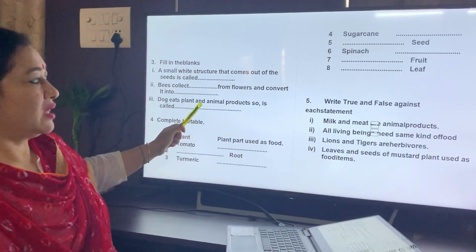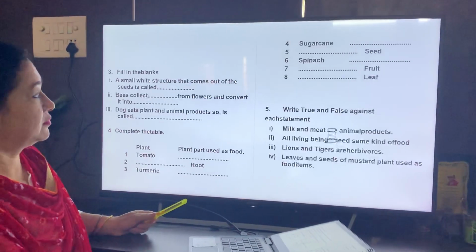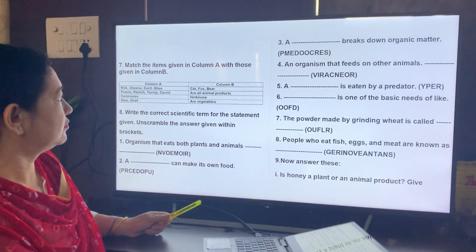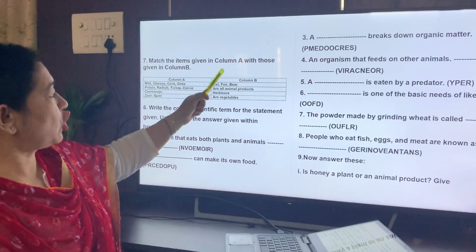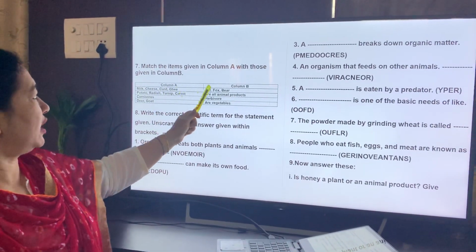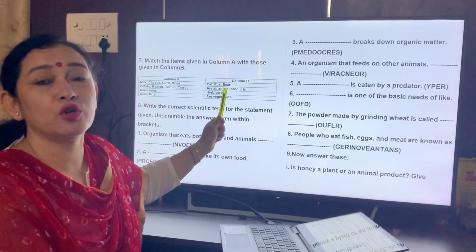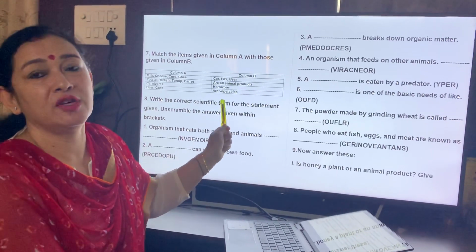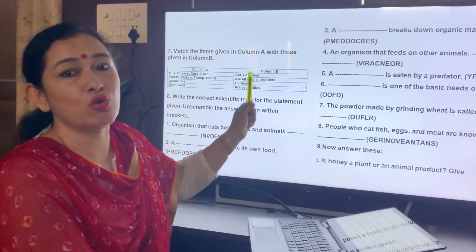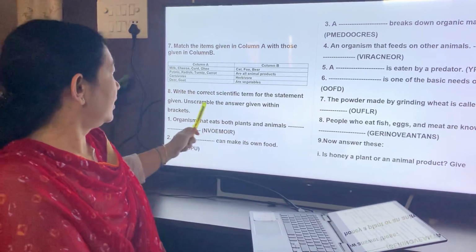We have fill in the blanks. To the same slide. You have to go down. These are match the columns. You have to match column A with column B. Again, children, I'm telling you once again, I want you all to write the right answer in front of the given question. Please don't make crisscross or do not write numbers.